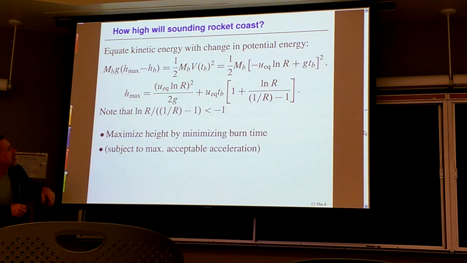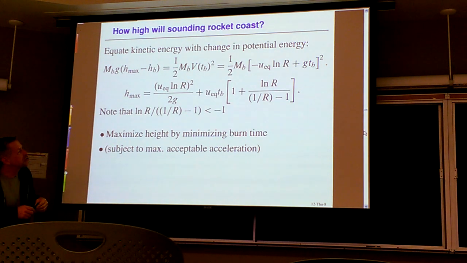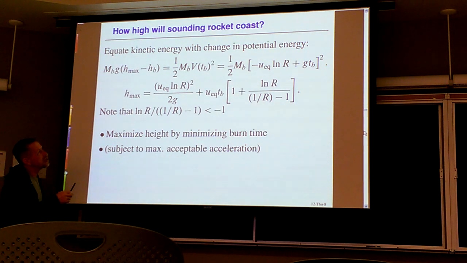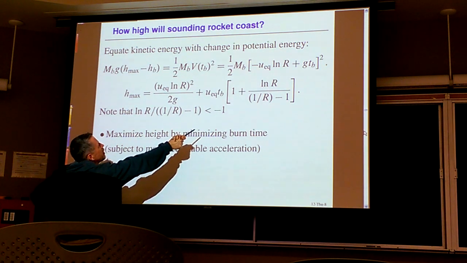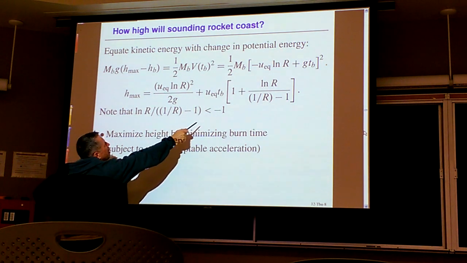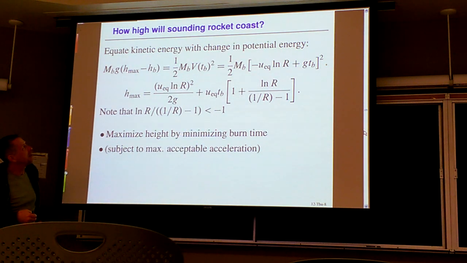Now, as you can tell by looking at this, the apogee altitude is maximized by minimizing the burn time, and the way you can tell that is by noticing the limit of this thing, this turned out to be a negative number. So minimizing the burn time is a good thing to do for maximizing the altitude.